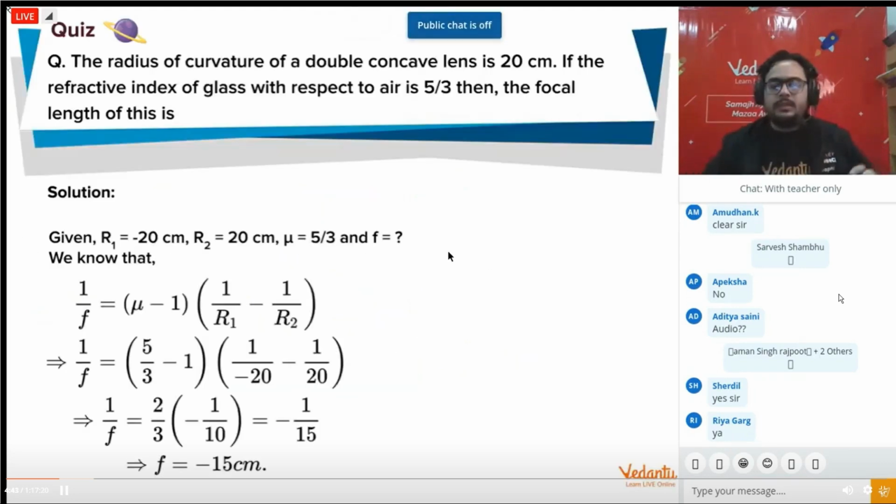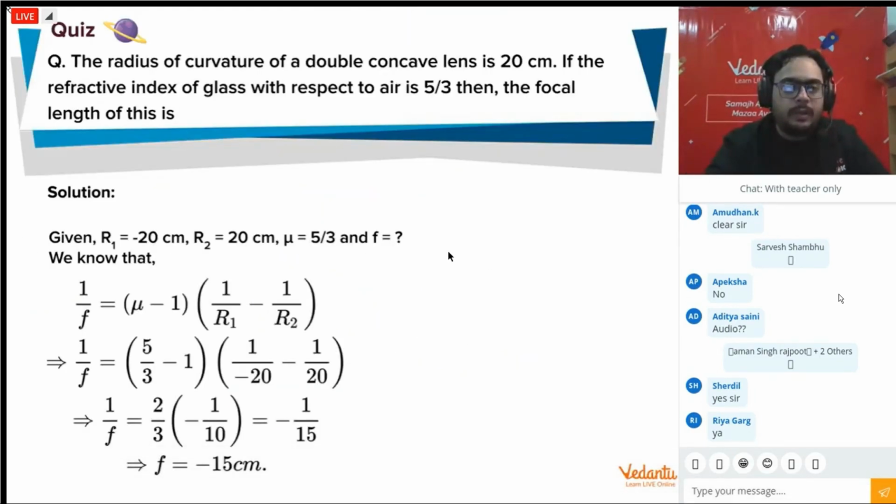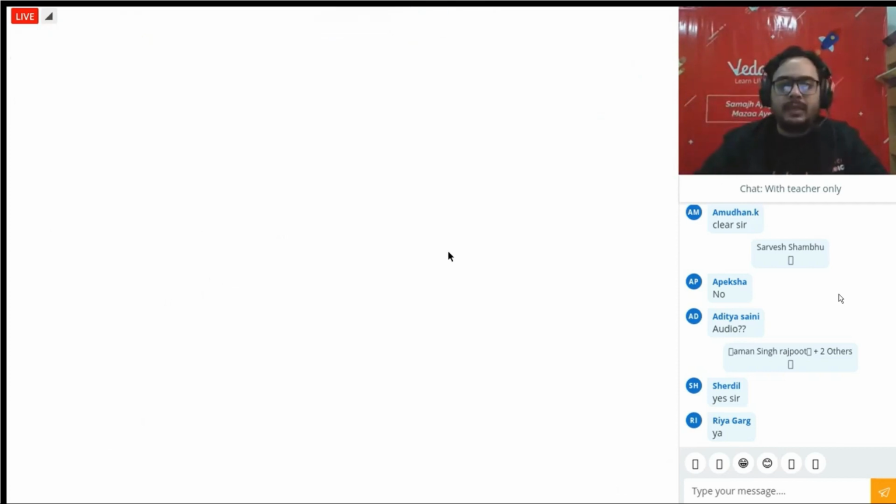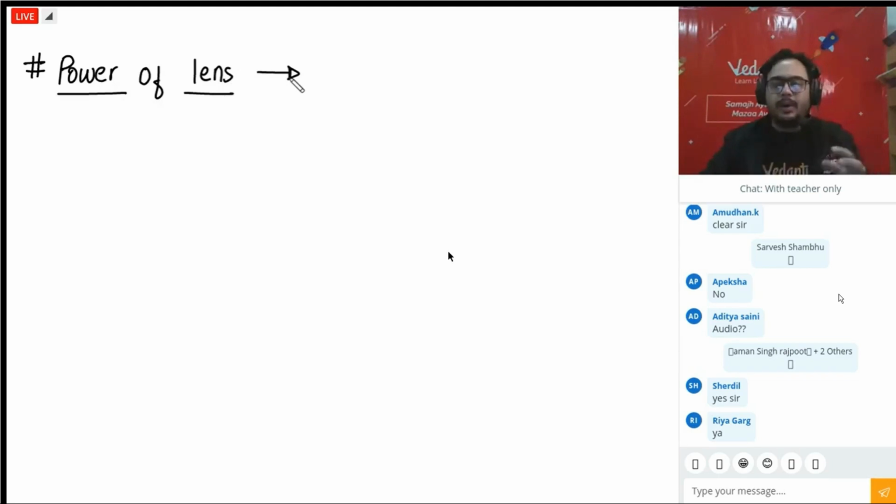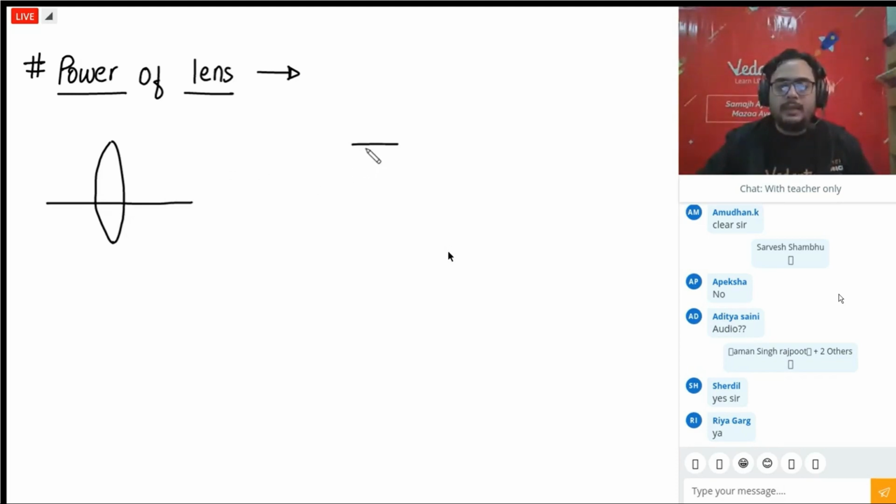Yes. So the next thing we are going to talk about is the power of a lens. Now, basically, we know lenses can be converging or diverging. If rays are coming, they focus them at a point. So this is called a converging lens, and this is called a diverging lens.